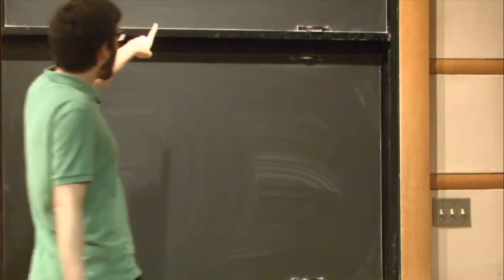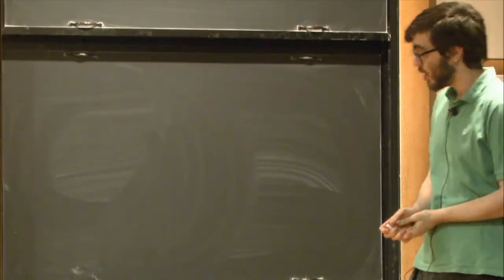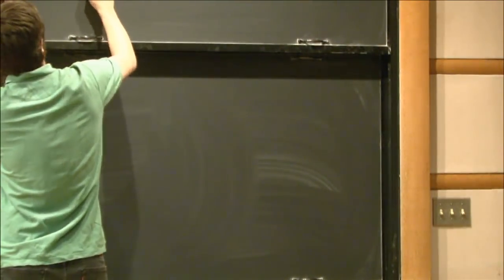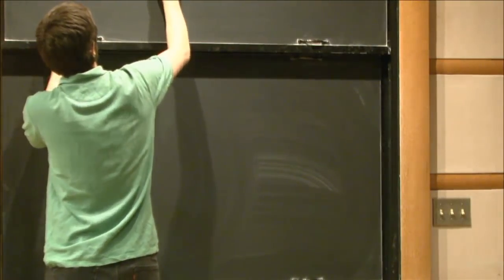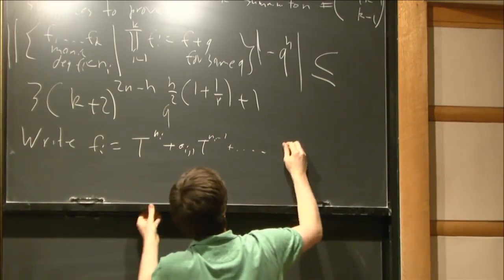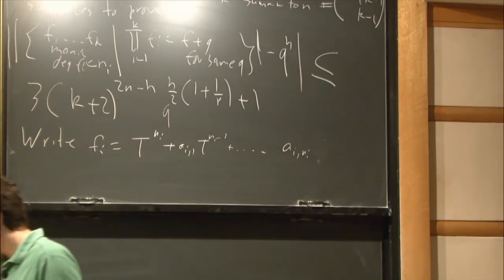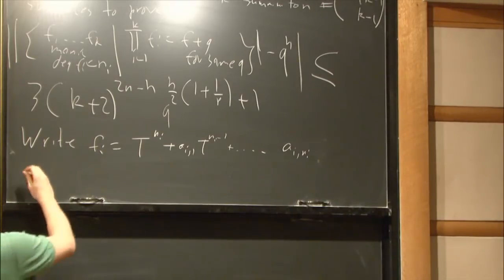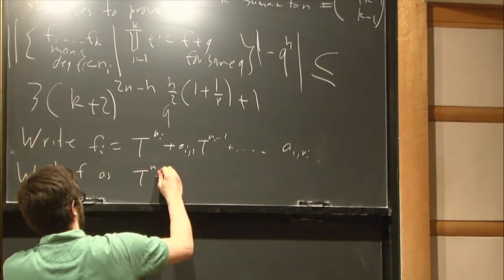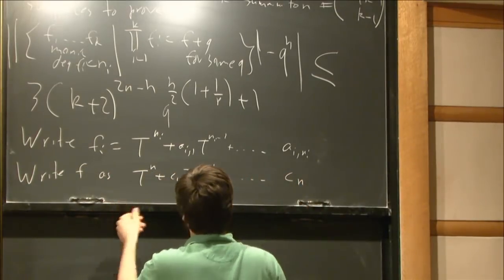And this we can express as naturally as a system of equations over a finite field. So what we'll do, we'll write fi as equal to t to the ni plus ai,1 t to the ni minus 1, all the way to ai,ni times t to the 0. And then we'll write f as t to the n plus c1 t to the n minus 1, all the way to cn times t to the 0.